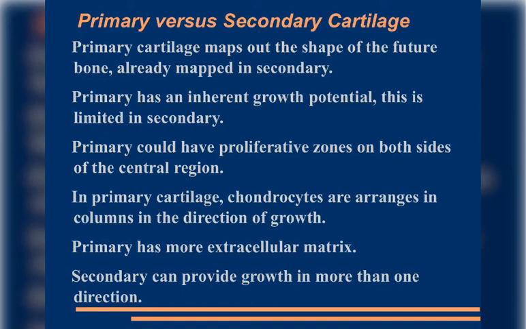In the secondary cartilages, for example, the condylar process, we do not need that much extracellular matrix because the size is small. Secondary can provide growth in more than one direction, while in the primary we have two directions, two sides around the center. But in the secondary, we have multiple directions.